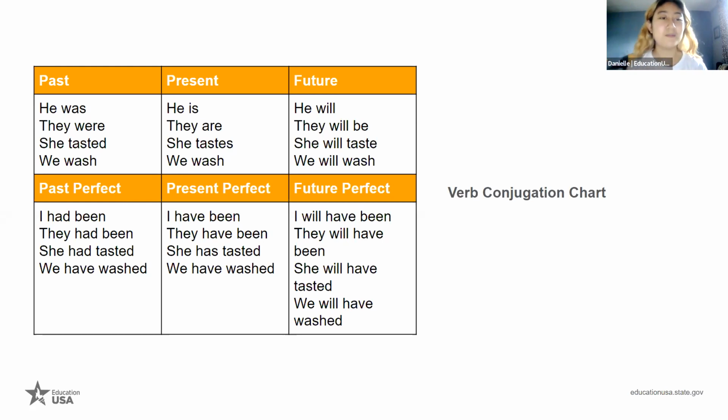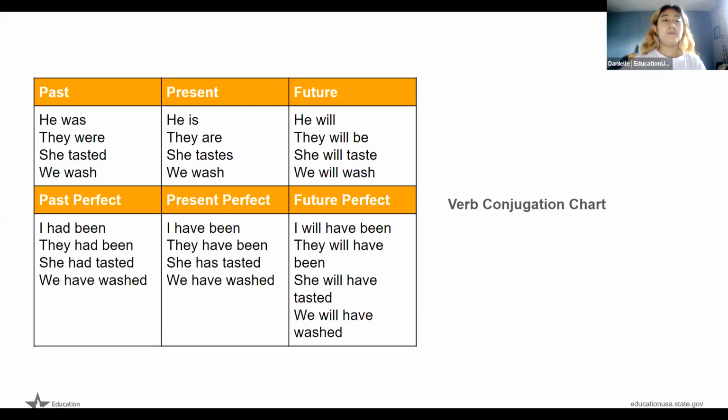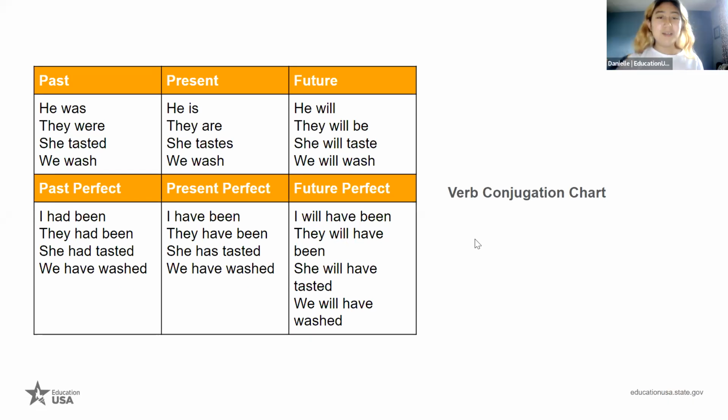So, past: he was, they were, she tasted, we washed. Okay, hold on. It's just a little mistake there. I guess it was just copied from the present tense table. My bad. So we washed, like the ED part. Yeah, ED comes at the end there.